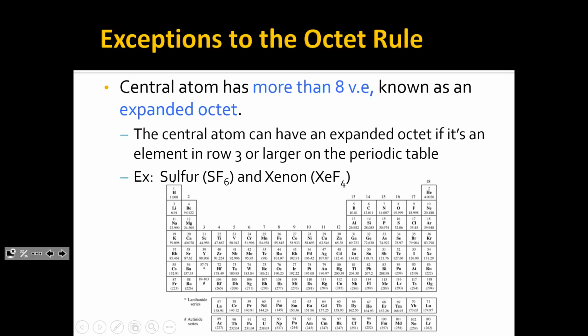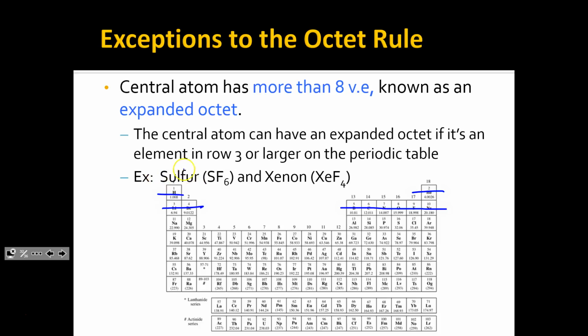The central atom can have an expanded octet if the central atom is an element that is in row 3 or larger. That basically means row 1 elements, hydrogen and helium, are not options, and row 2 elements, lithium, beryllium, boron, carbon, nitrogen, oxygen, fluorine, neon, those 10 elements cannot have expanded octets. Every other element on the periodic table can.